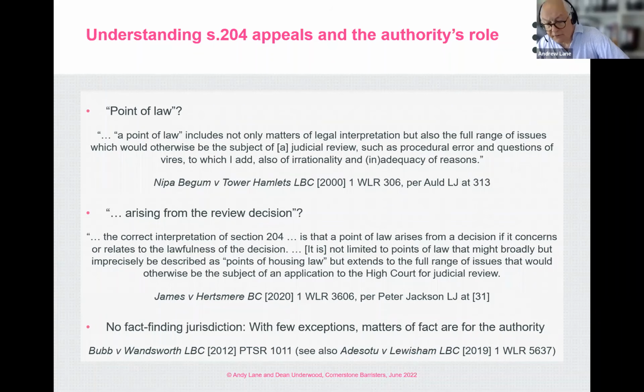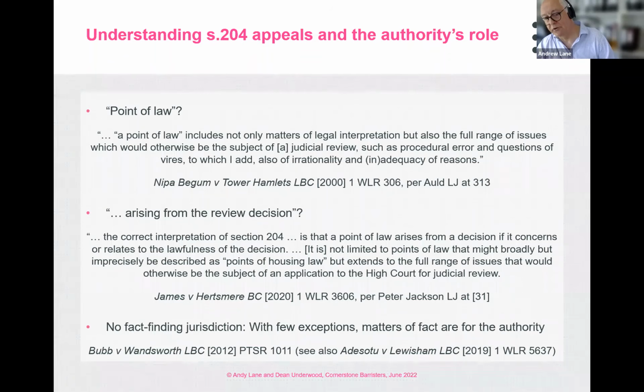But on the other hand, Ranjit and Ricardo from these chambers were involved in James and Hartsmere, which dealt with the contracting out issues. And there was a question of whether that arose from the review decision. It's fairly obvious if you're challenging a decision as to the priority nature of the applicant, or the intentionality question, or the eligibility question, or the suitability question, or whether they're homeless, they're clearly arising from a review decision.